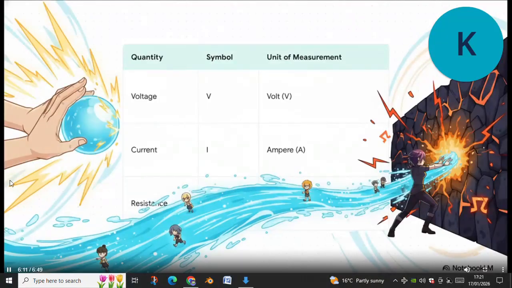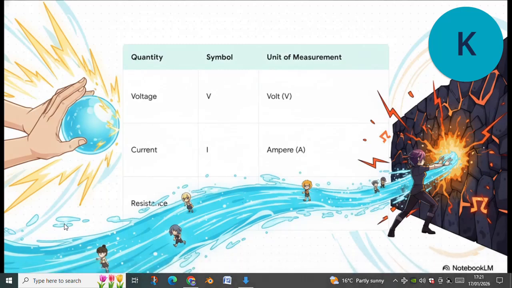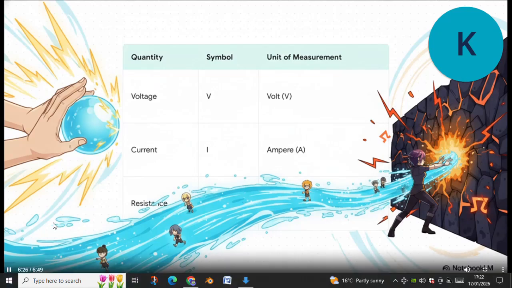So, let's recap real quick. You've got voltage, the push, measured in volts. You've got current, the flow, measured in amps. And you've got resistance, the opposition, measured in ohms. And the key thing to remember is these three are always in a dance together. You can't change one without affecting the others.